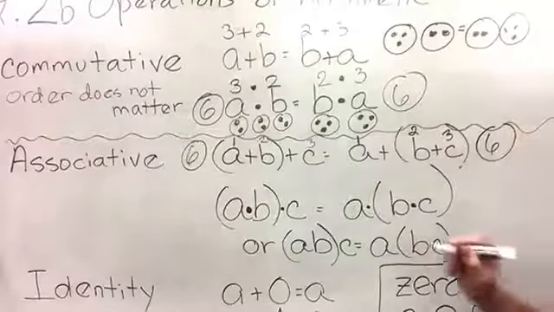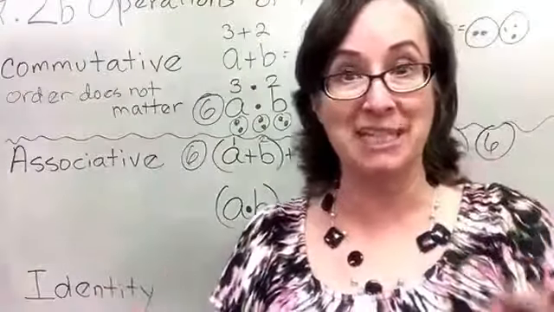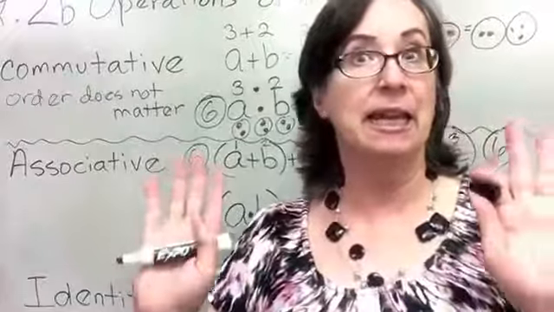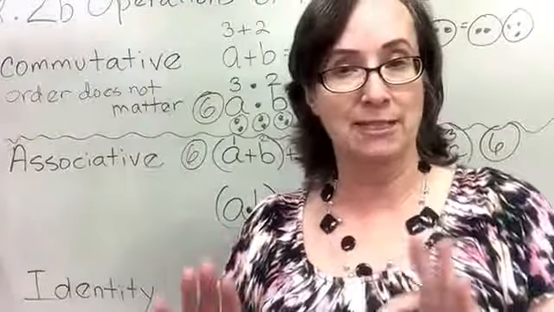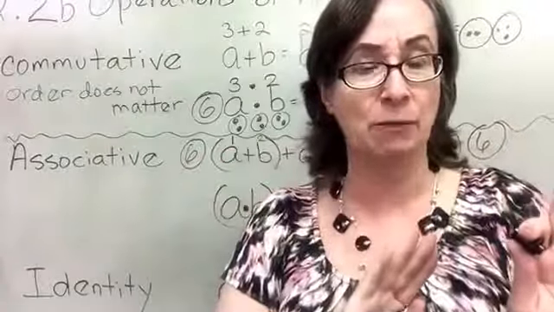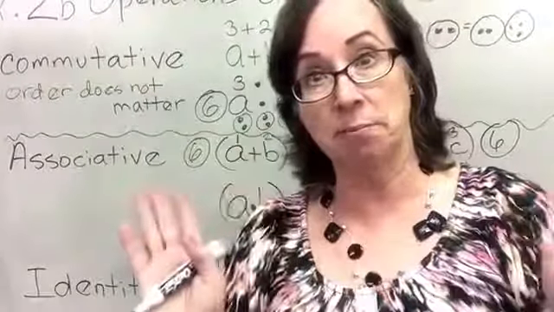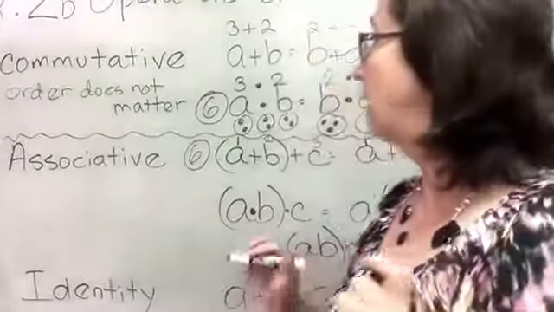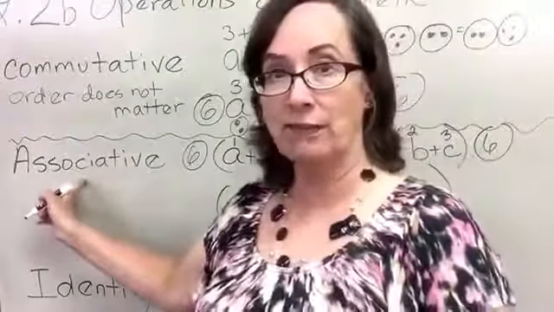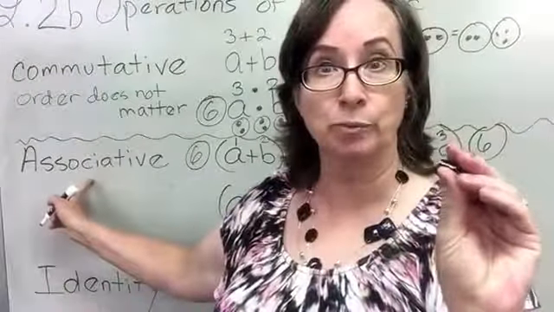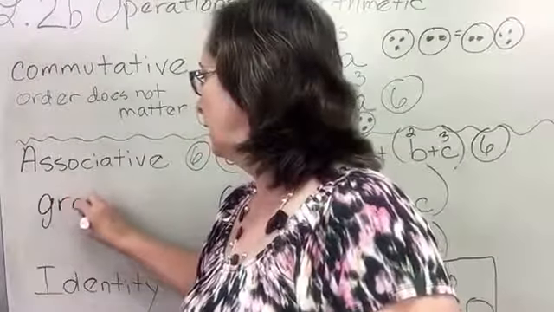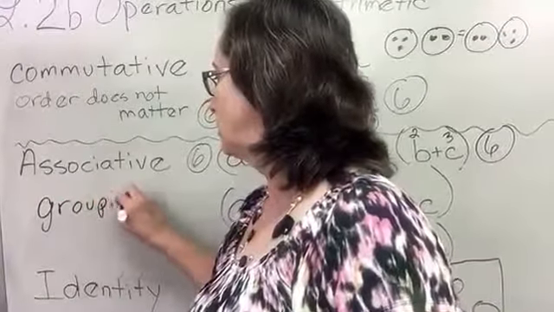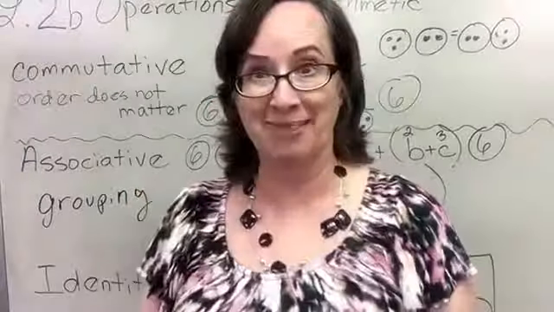So the associative property of addition is telling us that it doesn't matter which way we group, as long as we're always adding, we will get the same sum. They will be equal, okay? So associative has to do with who is grouped with who. So grouping is your associative property, okay?